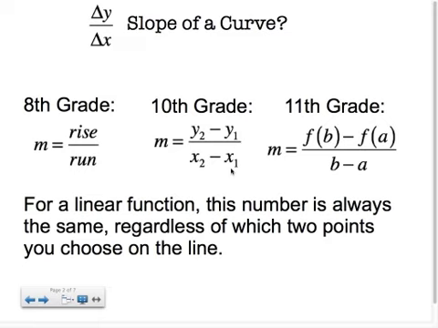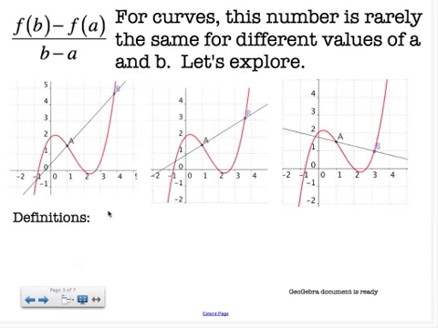So what's the big deal, right? Well, for a line, for a linear function, this number m is a constant. It's always the same, regardless of what 2 points you use to calculate this. So we don't usually talk about this concept with anything but a line because it comes out to be different. Okay, but let's just go ahead and talk about that.